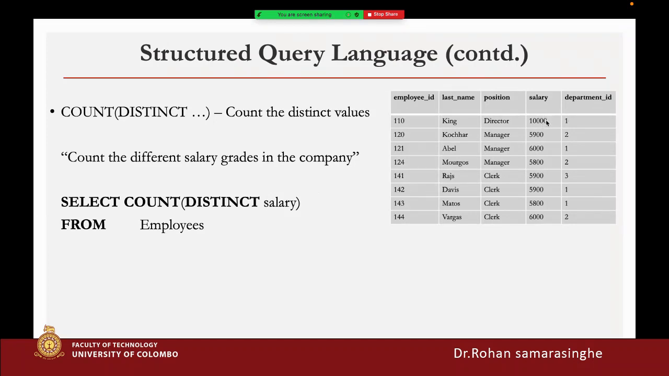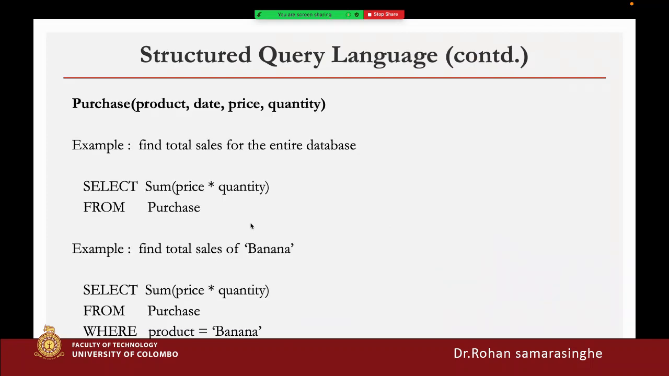Distinct salary, count 1, 2, 3, 4. That is 4: 10,000, 5,900, 6,000, 5,800. That is, the distinct salary count is 4. Actually you can get the number here: how many salary scales or salary slabs you can see in this table.